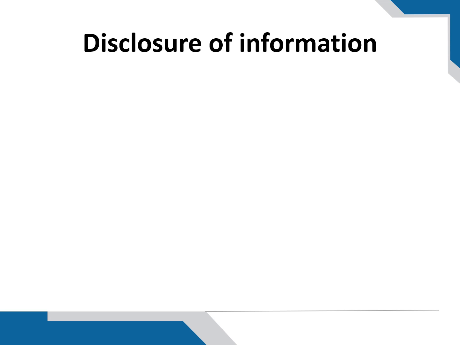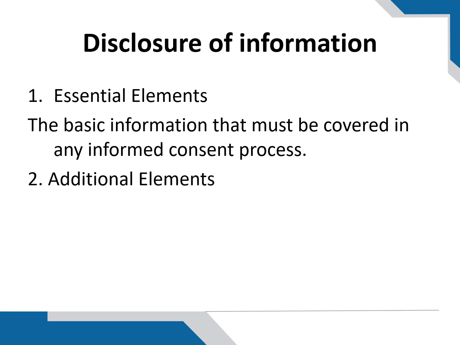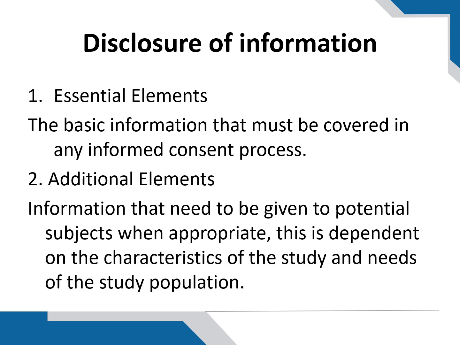So the first condition for obtaining a valid informed consent is the disclosure of information. In the disclosure of information, we divide the elements into two sorts of elements that need to be disclosed. We have the essential elements, which is the basic information that must be covered in any informed consent process, and additional elements that are pieces of information that need to be given to potential subjects when appropriate, and this is dependent on the characteristics of the study and the needs of the study population.